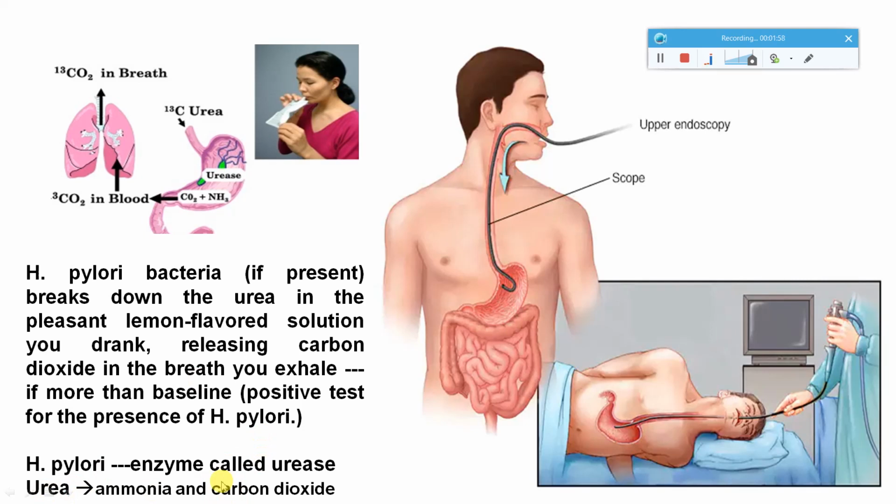In normal breath, a particular amount of carbon dioxide comes out. But once you are infected and you have taken this solution, the amount of carbon dioxide released will be much higher. So comparing with the baseline value, they can get to know if you are suffering from gastritis caused by Helicobacter pylori. So this is how the breath test can be used for analysis.